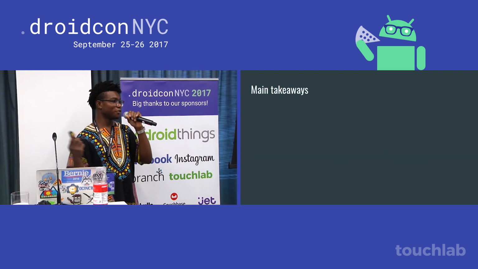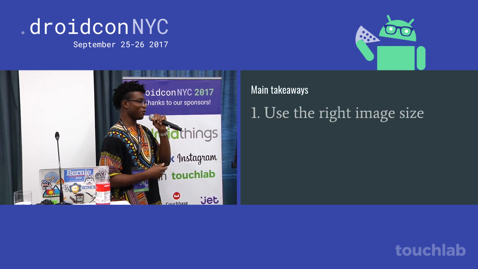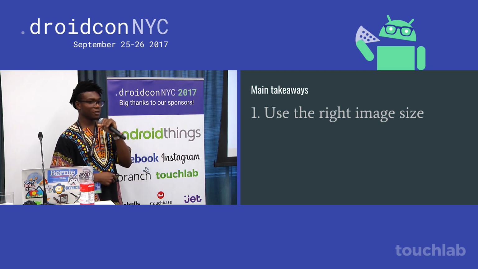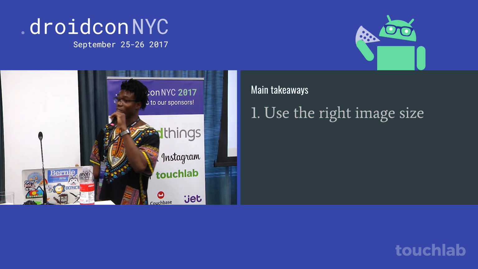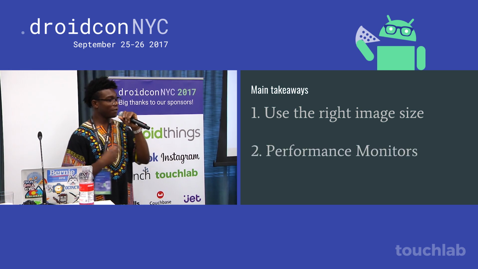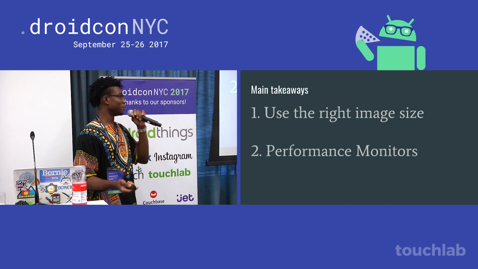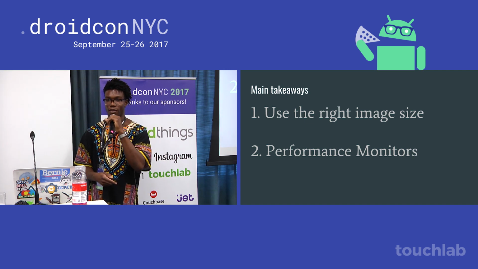So the main takeaways from this story is that you should always use the right image size for the resolution that you're displaying it at. For a 150 pixel square image, 19 million pixels was way, way too big. And if the logcat isn't being helpful, perhaps Android Studio's performance monitors can give you some insight into the issue that you're dealing with. Thank you.